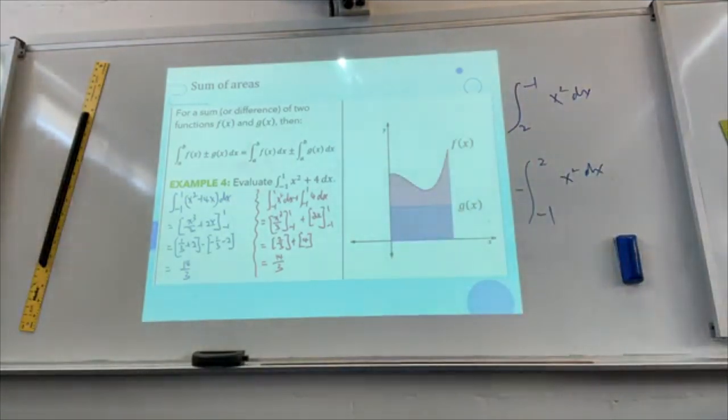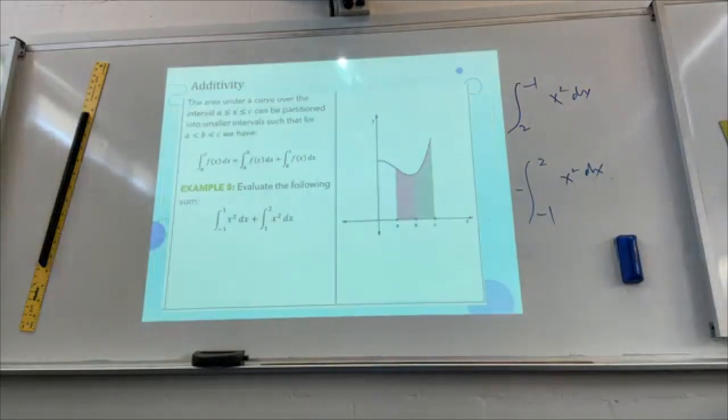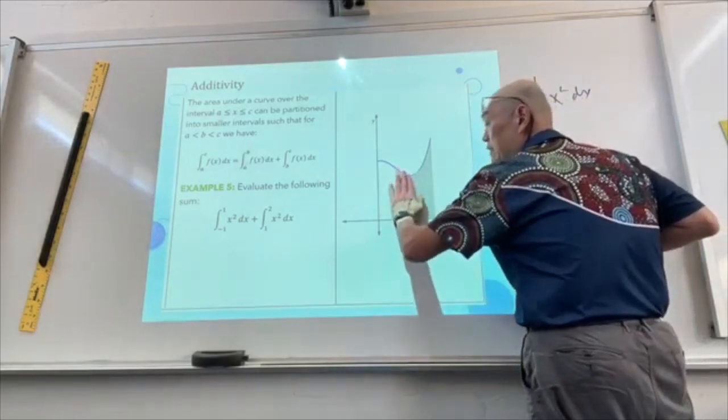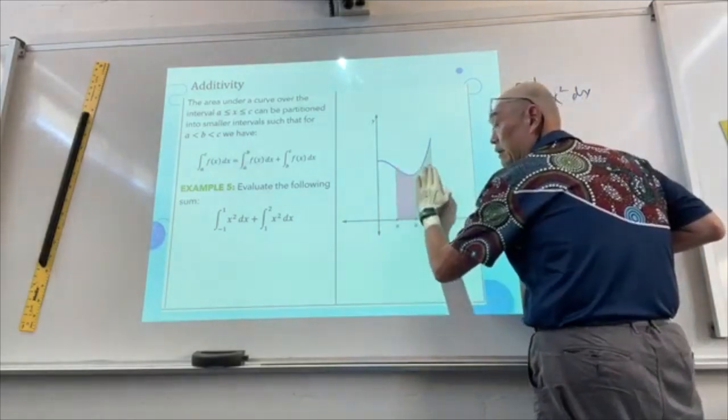One plus the other. And then finally, the additivity, which means you can actually split. This one I have not shown you. What you can do is split the integral into 2 areas. Sometimes you may want to do this first and then look at that.